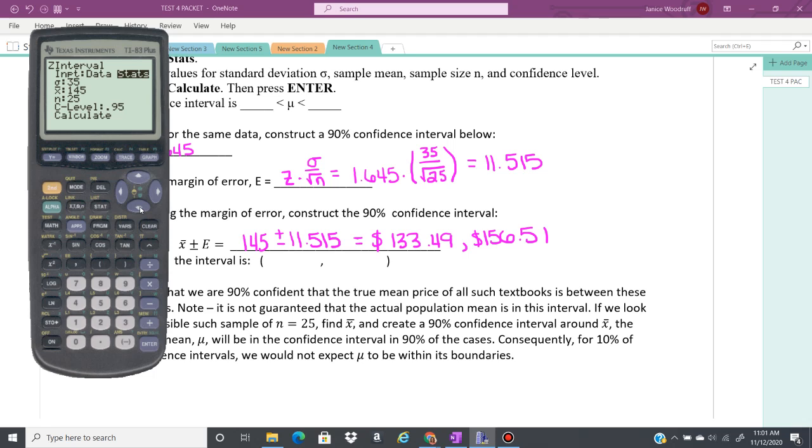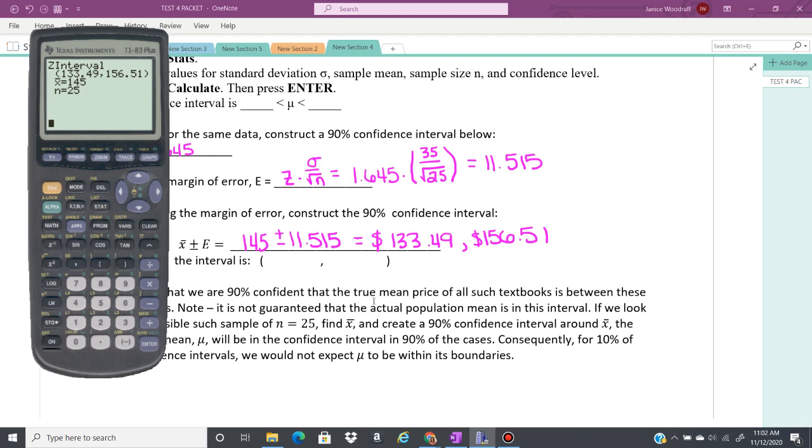And scroll down. The standard deviation of your population is 35. Your X bar, so your mean, is 145. Sample size is still 25. Your confidence level now is 90%, so you need to put 0.90. Then scroll down, calculate. So 133.49, 156.51.